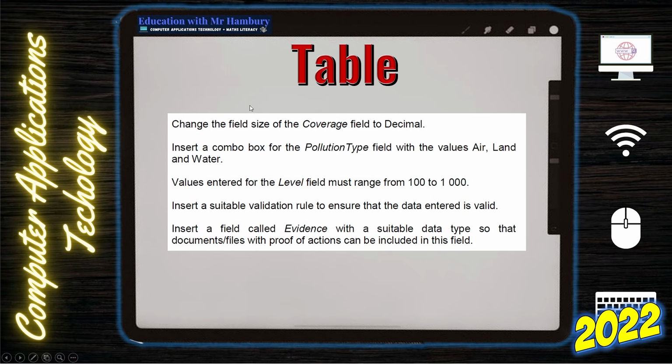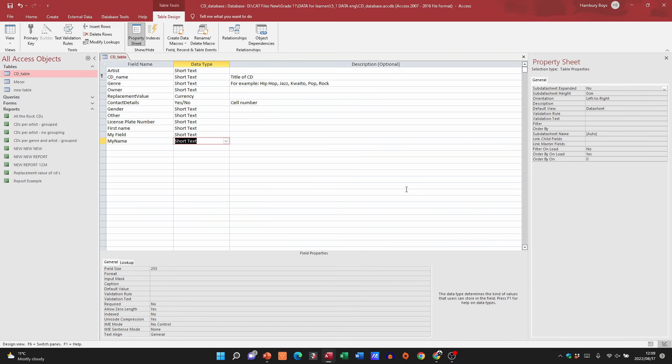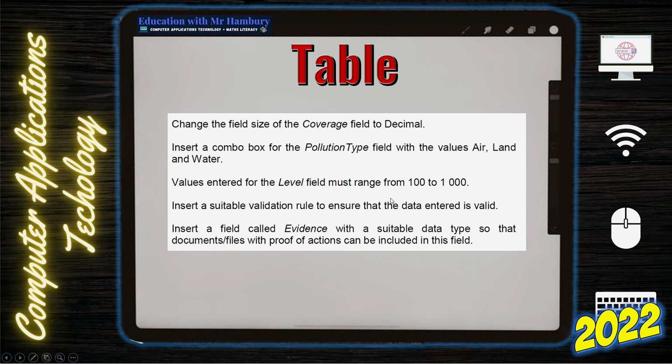Right, things also like field size. I mentioned that. Combo box, did that already. Numbers must range, so that's fine. Again, just our field size. This one says the values for the level field must range between that, so you can put in a validation rule over there. Insert a suitable validation rule to ensure that, so again, validation rule and text. This is just showing you a few of the examples, and then insert a new field.